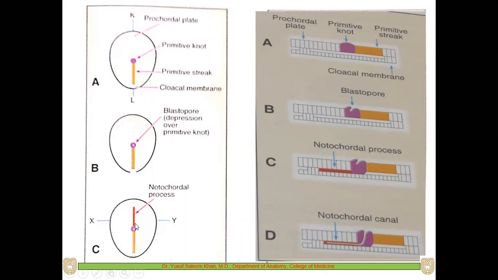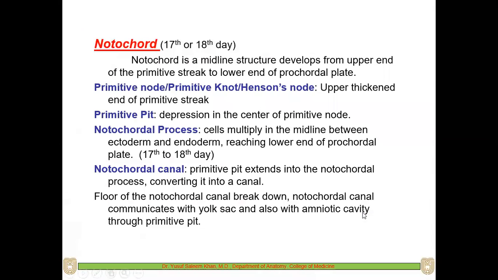Now there is an extension from the primitive pit in the midline up to the oral cavity. This is called the notochordal process. Initially it will be the notochordal process, and with the canalization of this, it is called the notochordal canal. So this is all about this. The floor of the notochordal canal breaks down, and then the notochordal canal communicates with the yolk sac and also the amniotic cavity through the primitive pit.